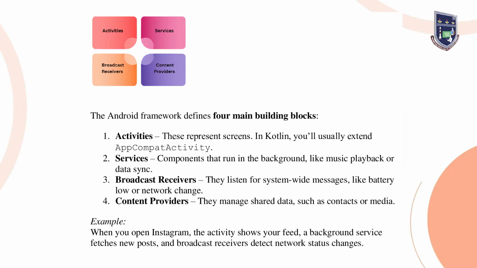And third is broadcast receivers. So, they listen for system-wide messages like battery low or network change. And fourth is content providers. So, they manage shared data such as contacts or media. Okay. For example, when you open Instagram, the activity shows your feed. A background service fetches new posts. A broadcast receiver detects network status changes.